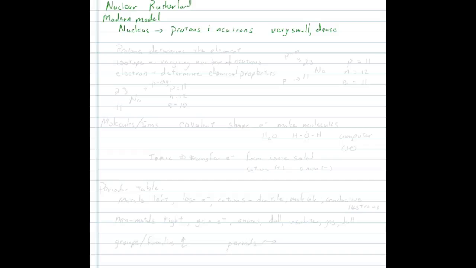What makes the atom what it is, is the number of protons. So protons determine the type of atom, the element. If you change the number of protons, you change the type of element that you have.